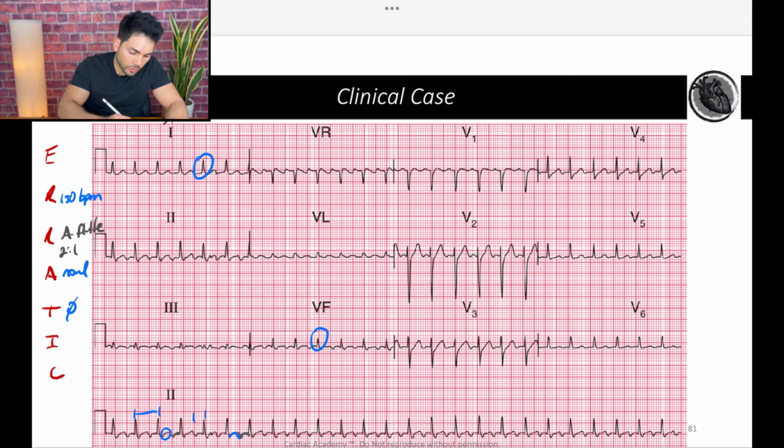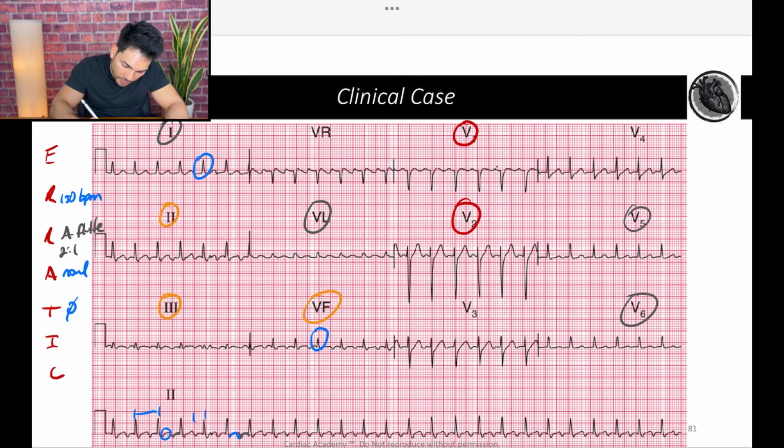Left lateral leads first. 1, AVL, V5, and V6. We don't see any Q waves, no ST segment elevation or depressions, no T wave inversions. Then we go to the inferior leads, 2, 3, AVF. And again, we don't see any of those changes. Then we go to the septal leads, V1 and V2.